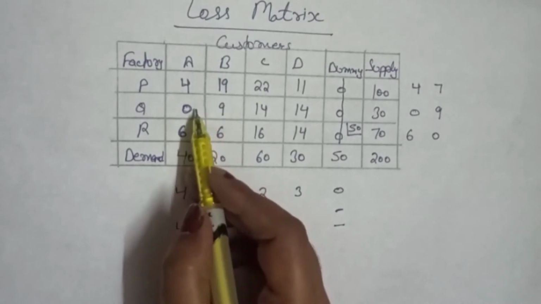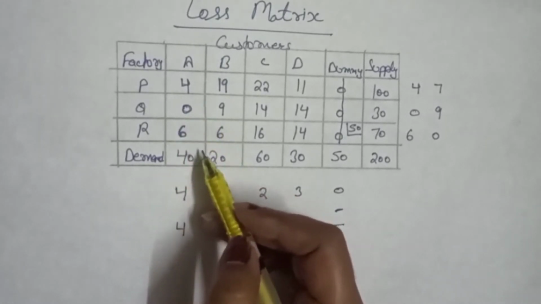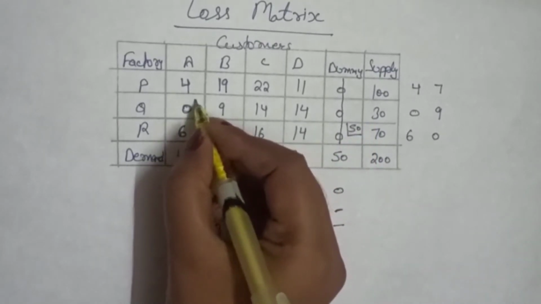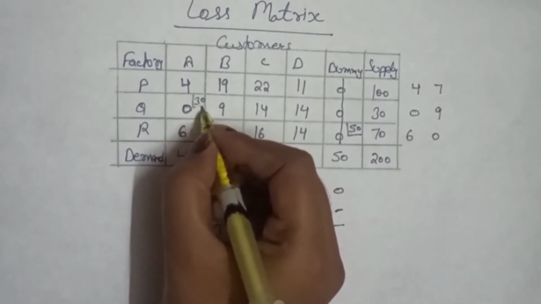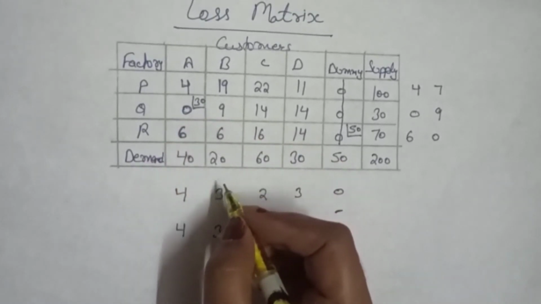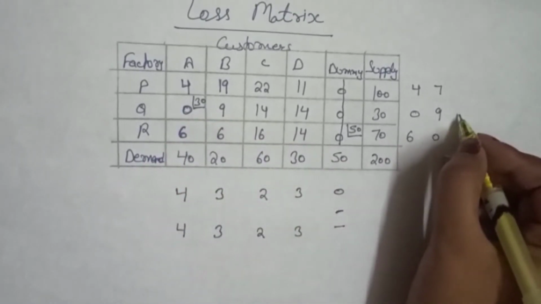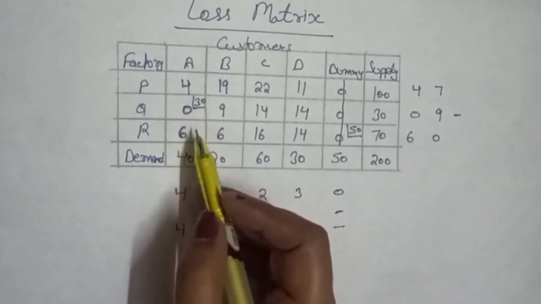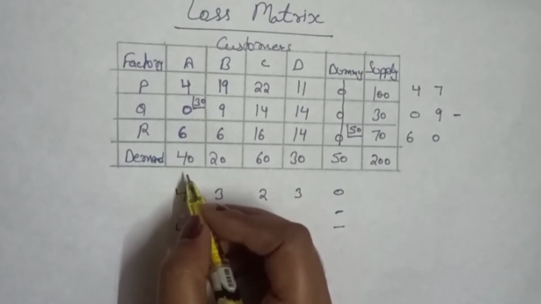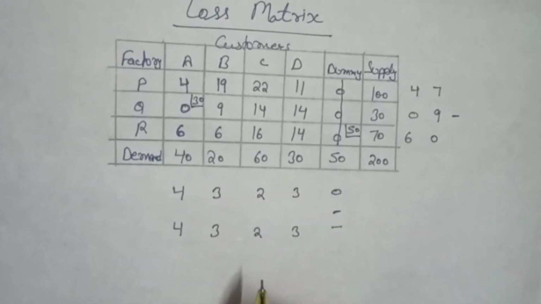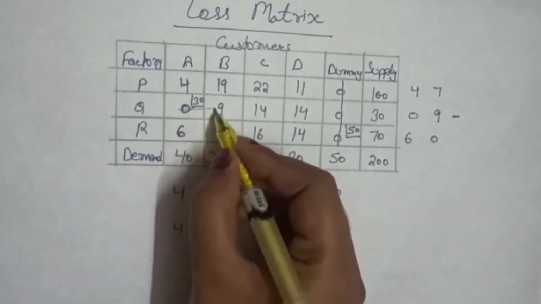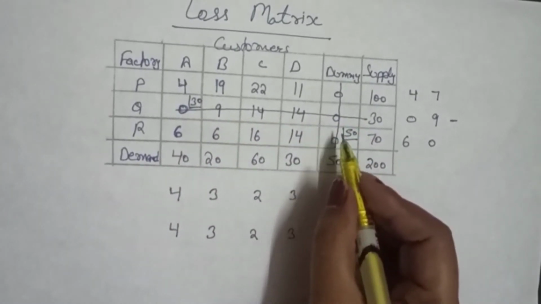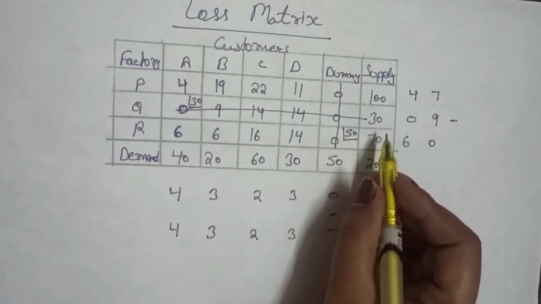We can see here demand is 40 but the factory can supply only 30 products. So we will give it 30. So now this row has been fully satisfied and this column has only demand of 10. So students, we can cut this row because the demand of this row already has been satisfied.